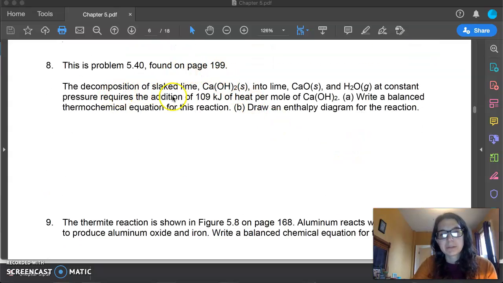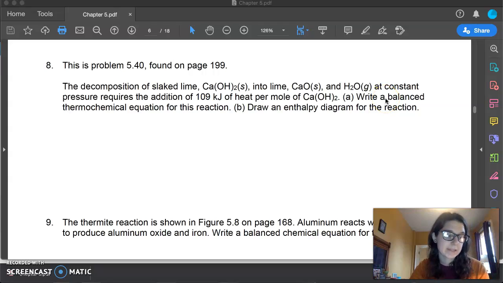Then we have another problem. We have the decomp of slaked lime, CaOH2, into lime, CaO, and H2O gas at constant pressure. It requires the addition of 109 kilojoules of heat per mole of this slaked lime. First part, write a balanced thermochemical equation for this reaction.